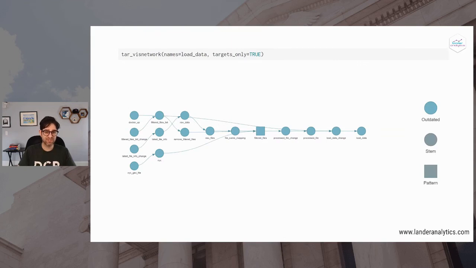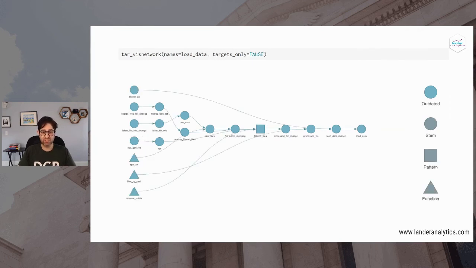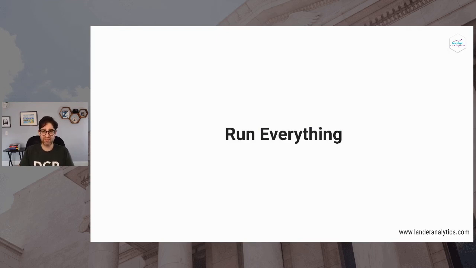Our DAG is now complete. We have all of the steps we need to take laid out for us right here, and everything will happen nicely and automatically. And if we say targets_only equals false, it also shows us our custom functions, so we know that if our function has changed, it changes the graph. So now we can run the whole pipeline, or at least whatever needs to be updated, by running one line of code. We run tar_make and everything just runs, all nicely taken care of for us.